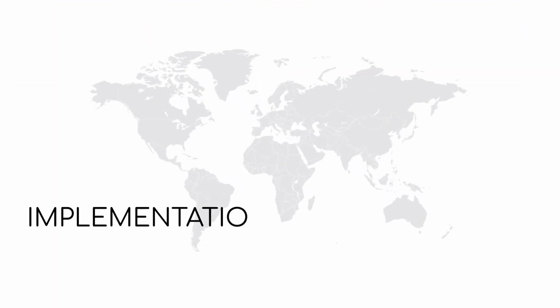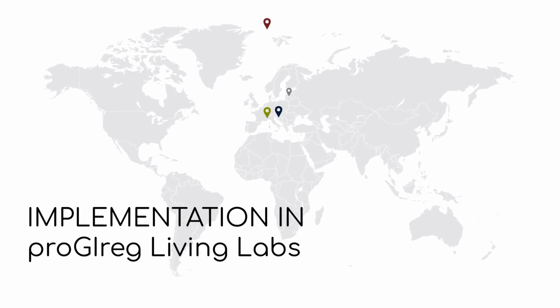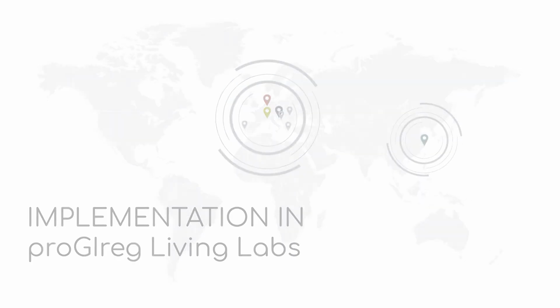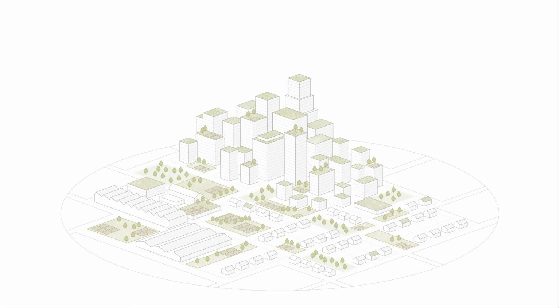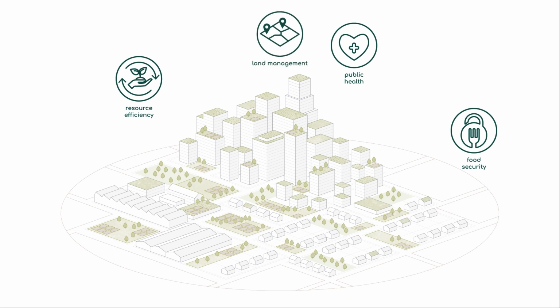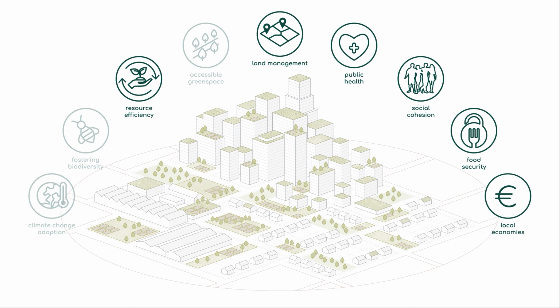The living labs of the ProGIreg project demonstrate how urban gardening can be implemented in post-industrial neighborhoods. The Living Lab interventions show that nature-based solutions such as urban gardening support food security and public health, improve resource efficiency, land management, social cohesion, and local economies in urban regeneration processes.